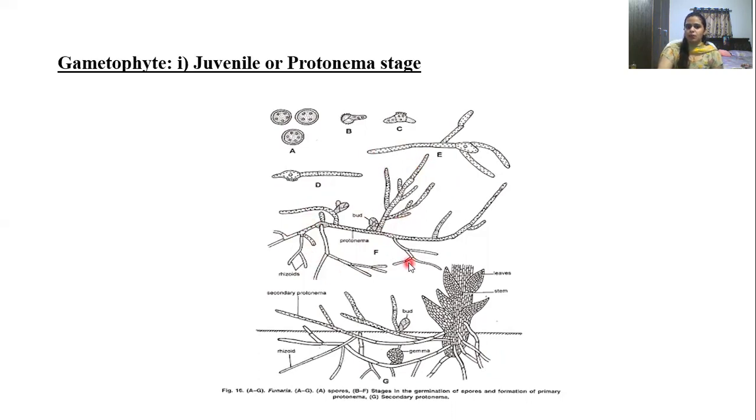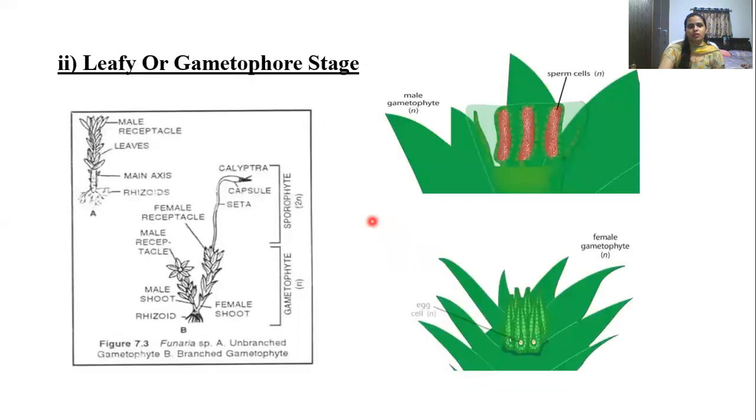After the complete well-developed protonema is formed, it gives rise to lateral buds, and these lateral buds will give rise to the leafy gametophore, which is the second stage in the gametophyte formation. So this is the leafy or gametophore stage.